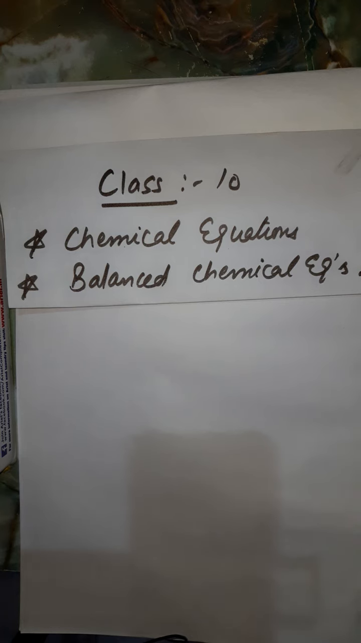So in the last video we have started chapter number 1, chemical reactions and equations, in which we have done the different activities which show that a chemical reaction takes place when there is a change in state, or a change in color, or evolution of gas, or a change in temperature.